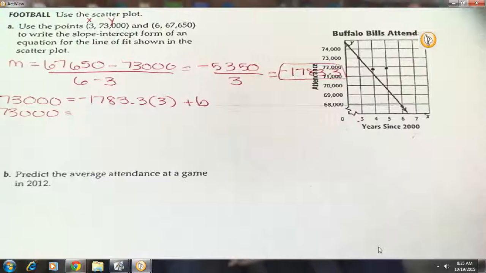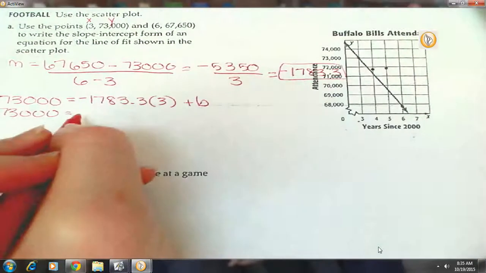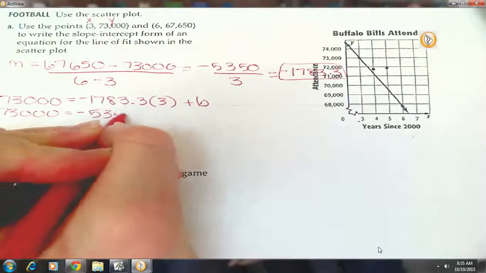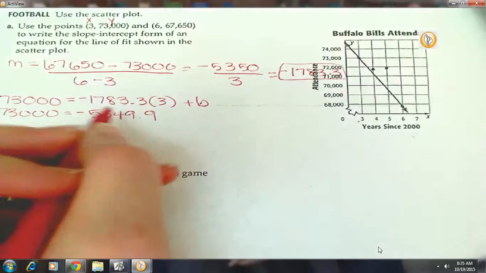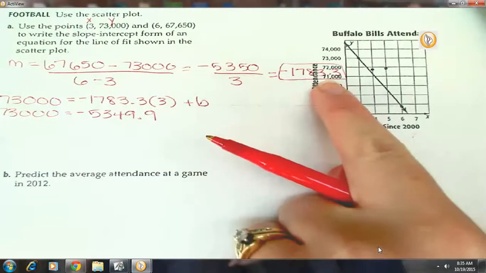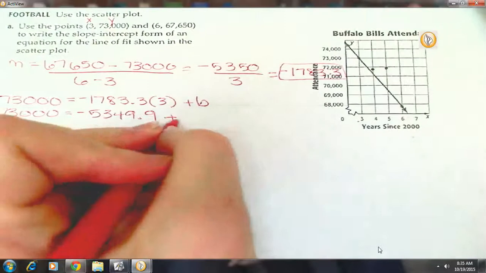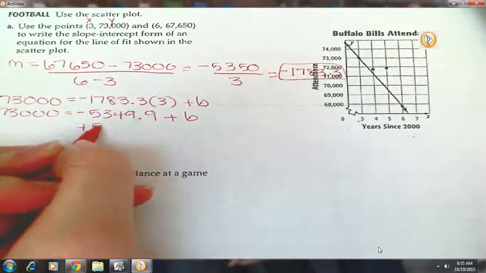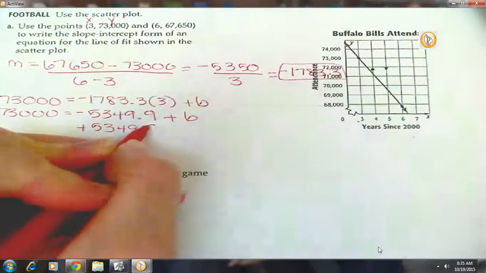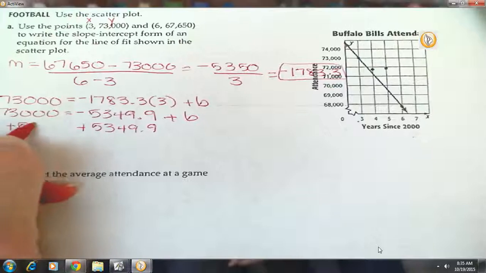1783.3 times 3. Now, depending on how you round it up here or if you use your fraction, you may get a slightly different answer than we're going to get down here, which is fine. Remember, if you're close, you're probably correct.